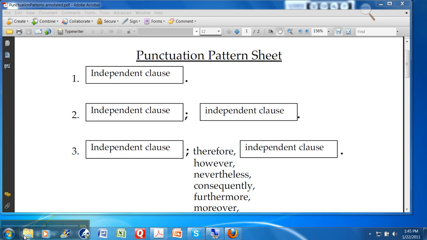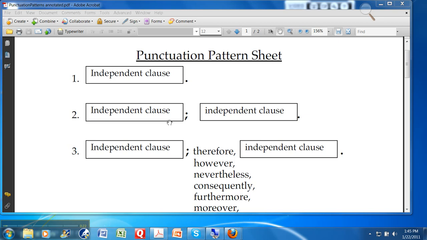Hi, this is Dr. O'Hara, and I wanted to go over some constructions with punctuation that are very common for your papers. We're going to start out with the independent clause that is ended with a period, and that seems pretty intuitive. An independent clause is one that can stand alone. It has a subject and a verb.